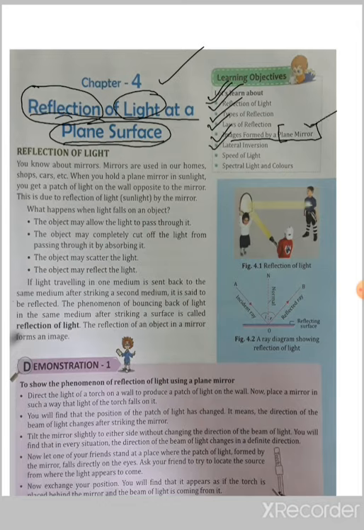Then we'll learn about lateral inversion, an interesting phenomenon which I guess you have not recognized until now. Then we'll see the speed of light, at what speed the light travels from one place to another, and we'll see spectral light and colors. This is a bit of an interesting topic that we are going to cover in chapter number 4, that is reflection of light. All right, so let's begin.